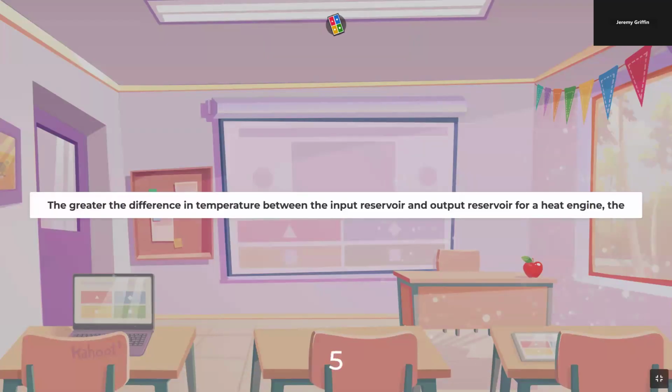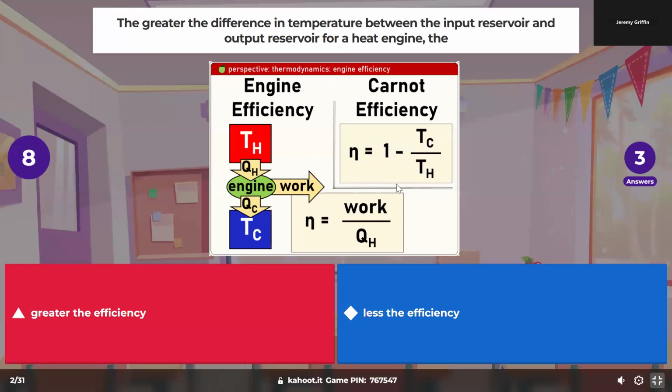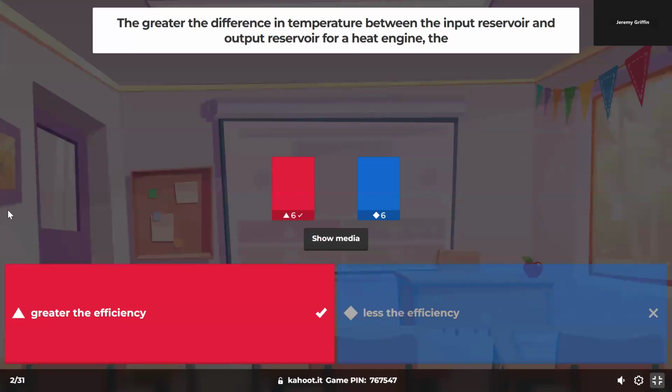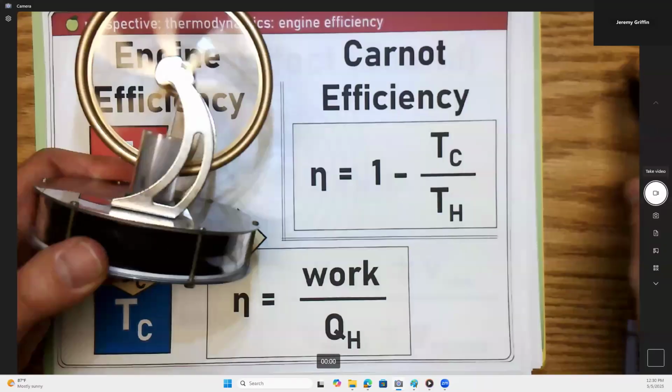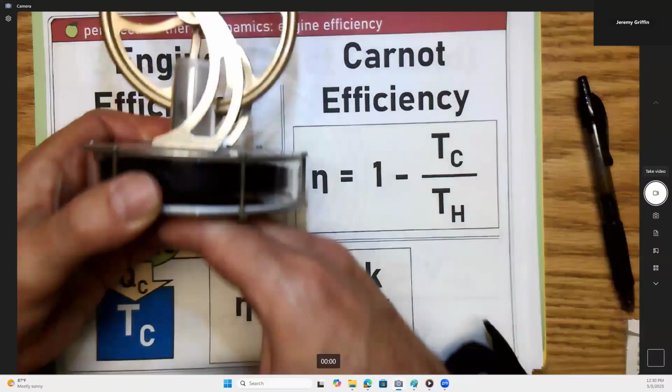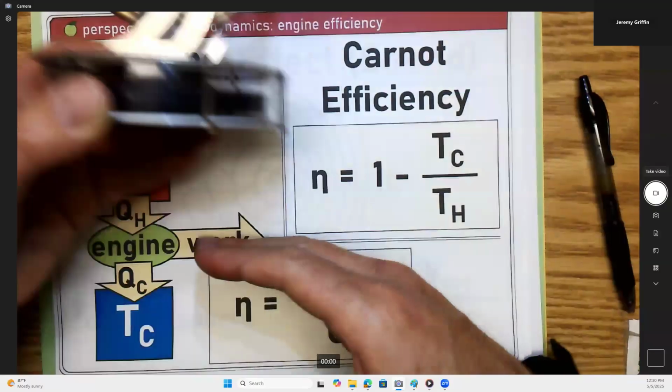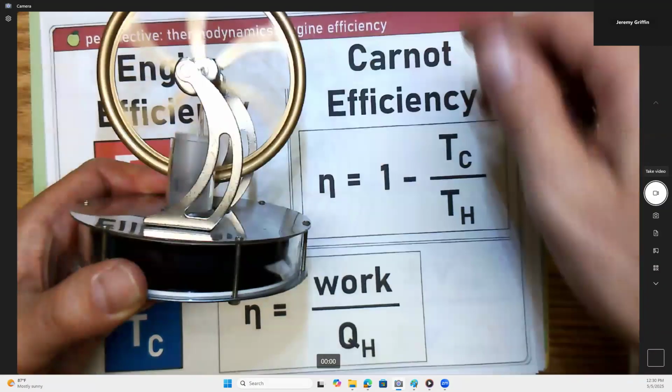The greater the difference in temperature between input and output reservoir for a heat engine, that would give you better efficiency. Maybe I should have made that one a few seconds longer. Okay, but let's look at this here. Do you guys remember I played you guys a Bill Nye video? He had one of these Stirling engines, where he put this on a cup of hot water and it started spinning. And actually, then he transferred it over to a glass of ice water and it would start spinning the other way. You guys remember that?